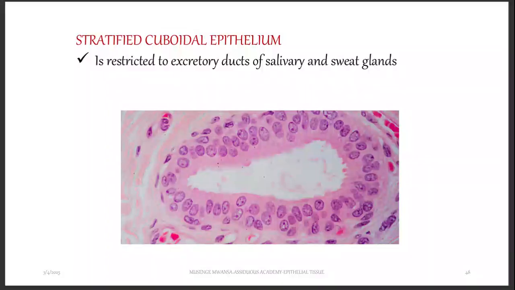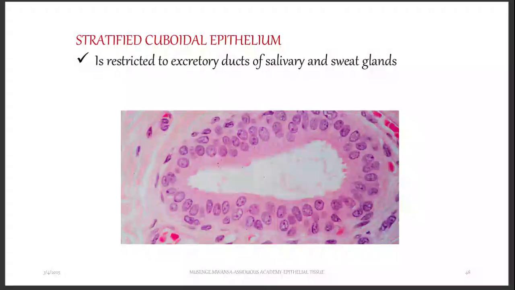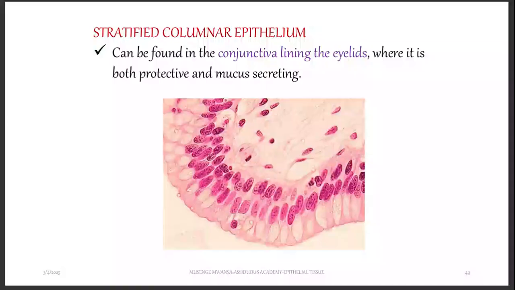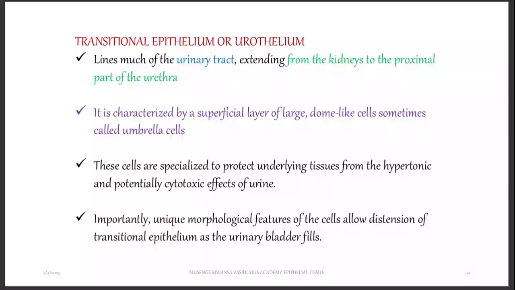And then for stratified cuboidal, these are found in ducts of salivary glands and also in sweat glands. For stratified columnar, you'll find it in the conjunctiva, the lining of the eyelids. So it's important that you understand where these are found. Of course, you learn more by looking at them more and answering questions more.